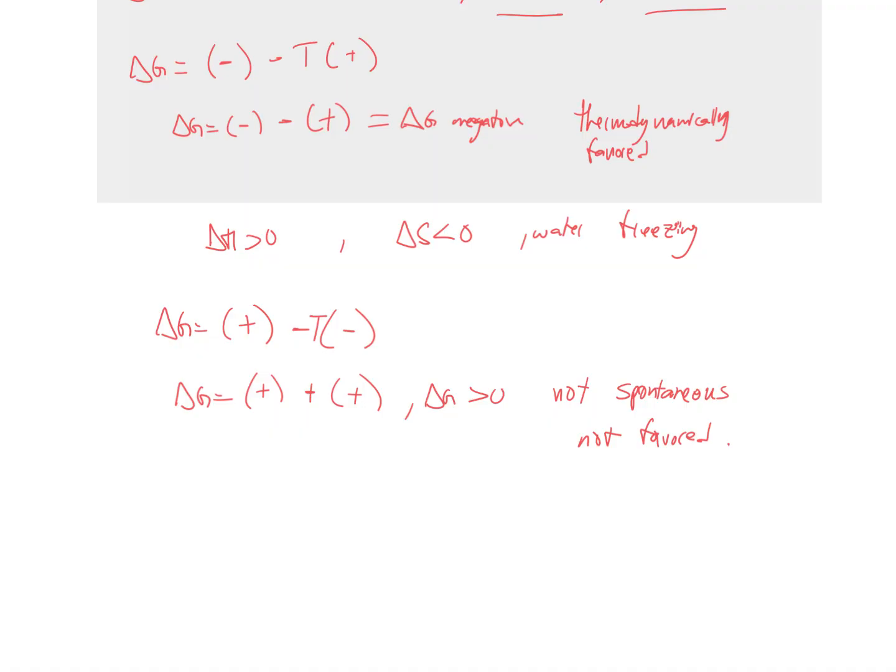Some of them might just have you interpret a process based on what is happening. For example, it'll talk about bonds being broken or formed and more moles of gas being made, and then you should be able to figure out whether or not it's thermodynamically favored based on this equation. Delta G equals delta H minus T delta S.